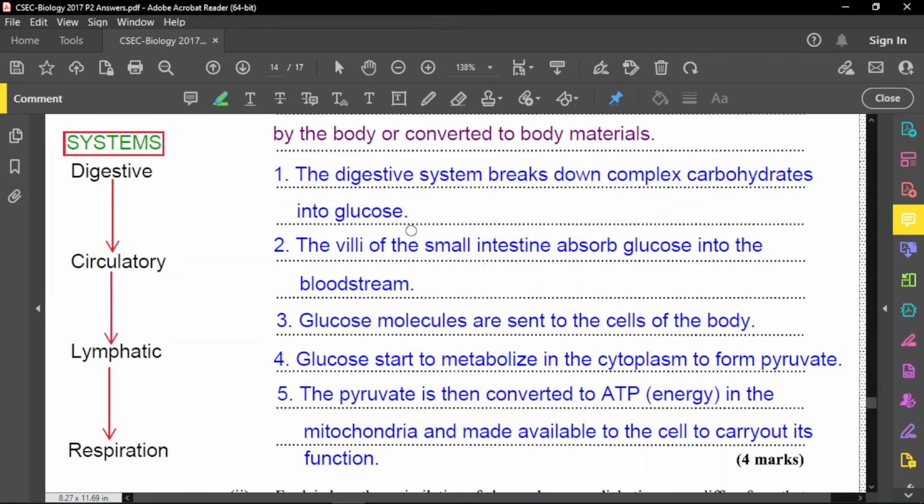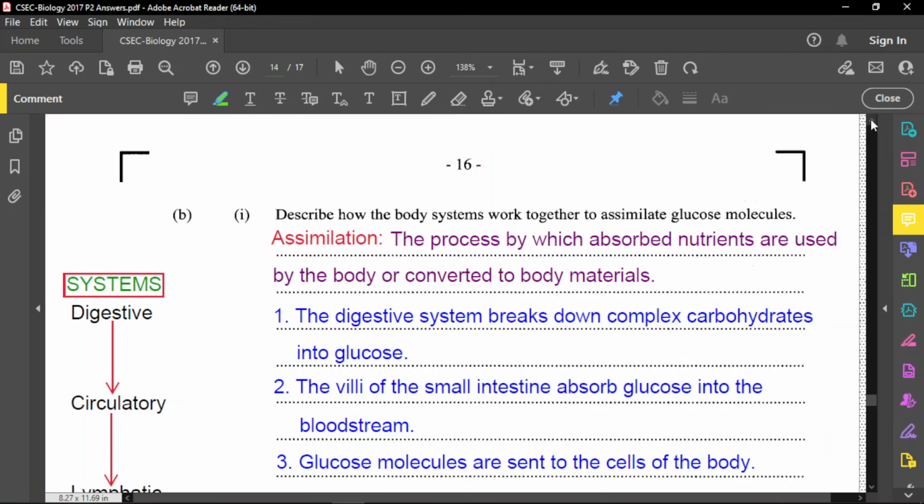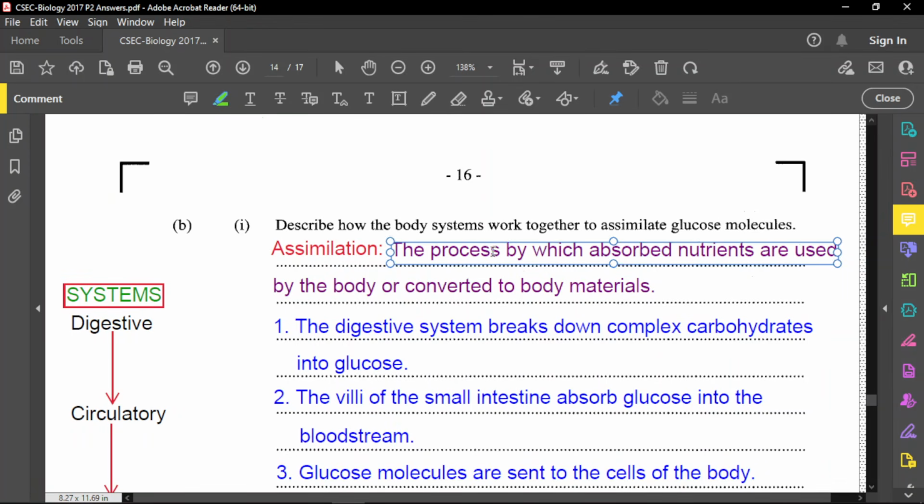Now, watch this carefully. As I go through, I think I'm going to kind of relate the systems as I go through, right? But the very first point to note, I want you to know this, is that assimilation means the process by which absorbed nutrients are used by the body or converted to body materials. So they are either used or converted to different things in the body. Such as when we eat proteins, protein breaks down to amino acids, and then we use amino acids to make our proteins. Yeah, that is assimilation.